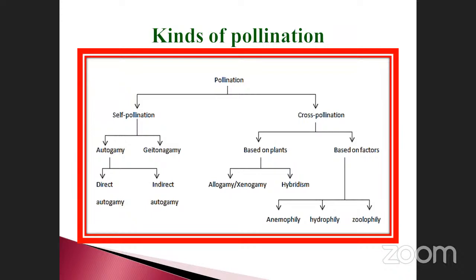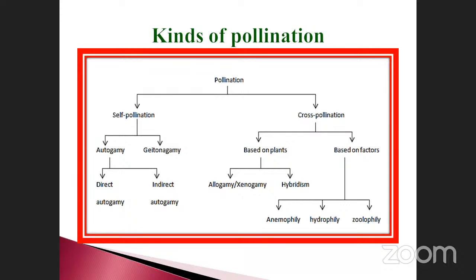Self-pollination is further divided into autogamy and geitonogamy. The autogamy is further divided according to whether it is direct or indirect, into direct autogamy and indirect autogamy. Once again, repeating for you: pollination is divided into two, self and cross. Self-pollination is divided into autogamy and geitonogamy. Autogamy depends upon the involvement, direct or indirect.